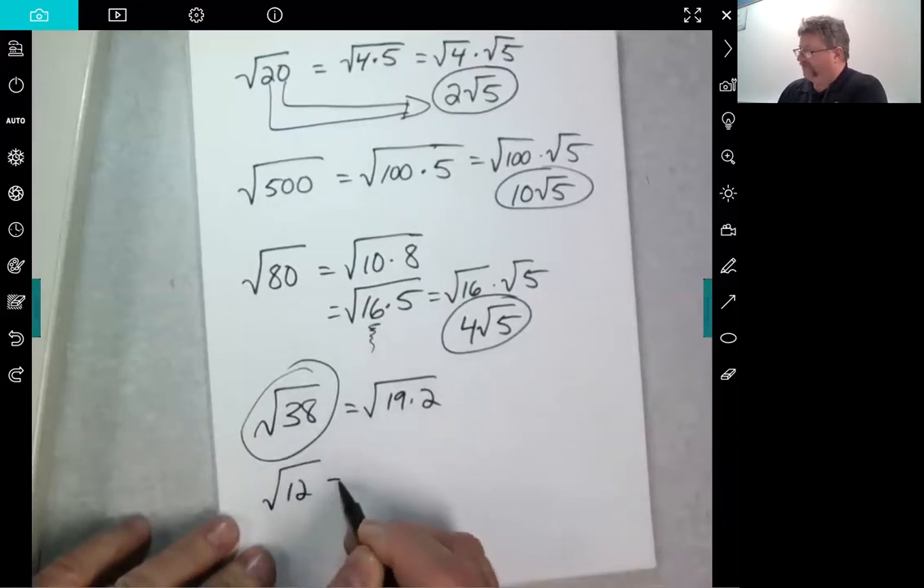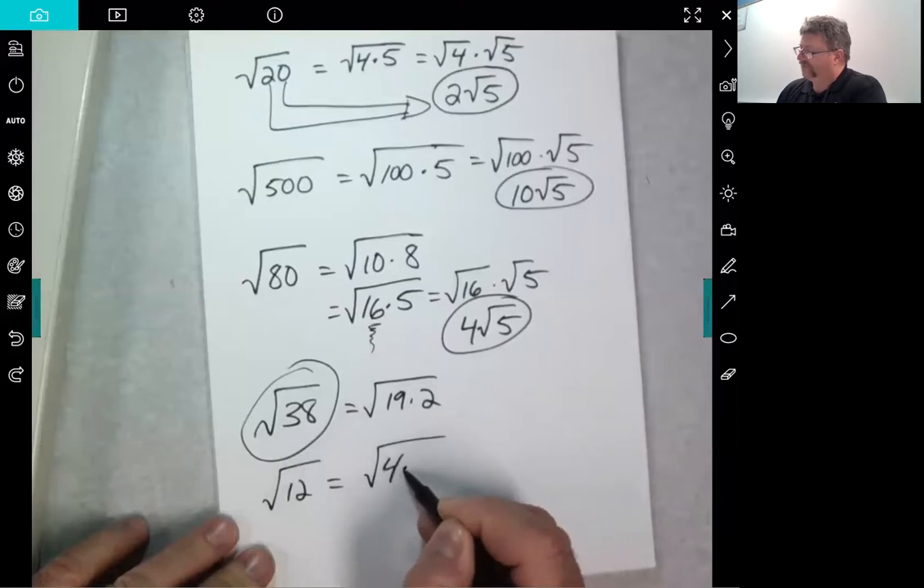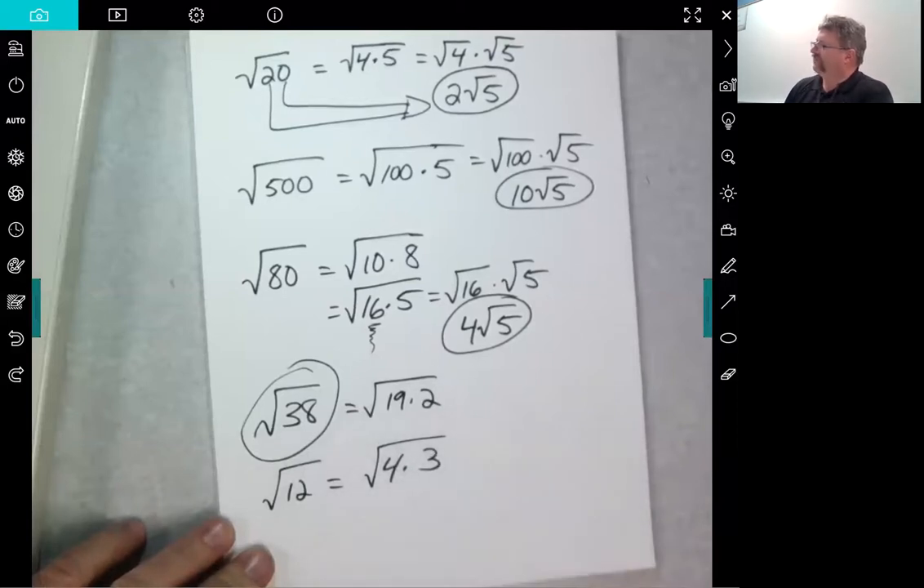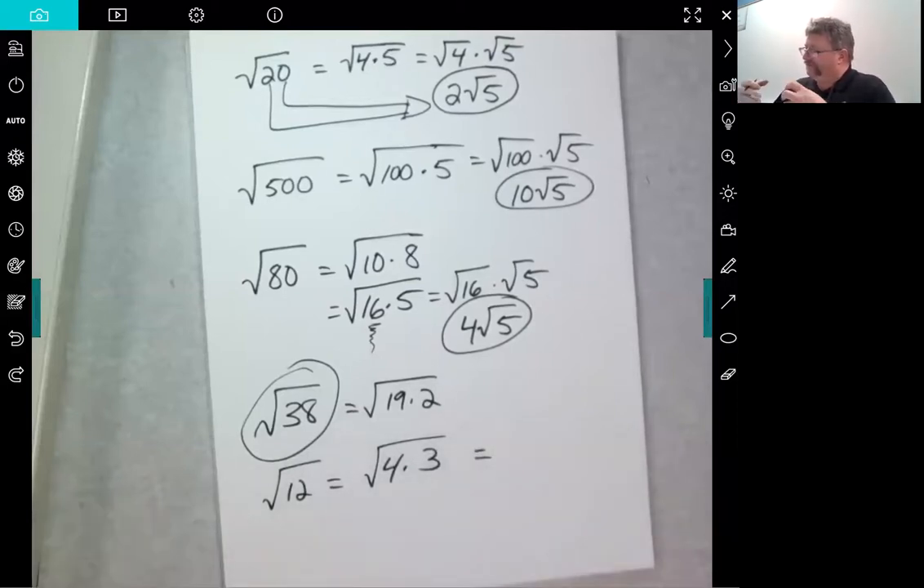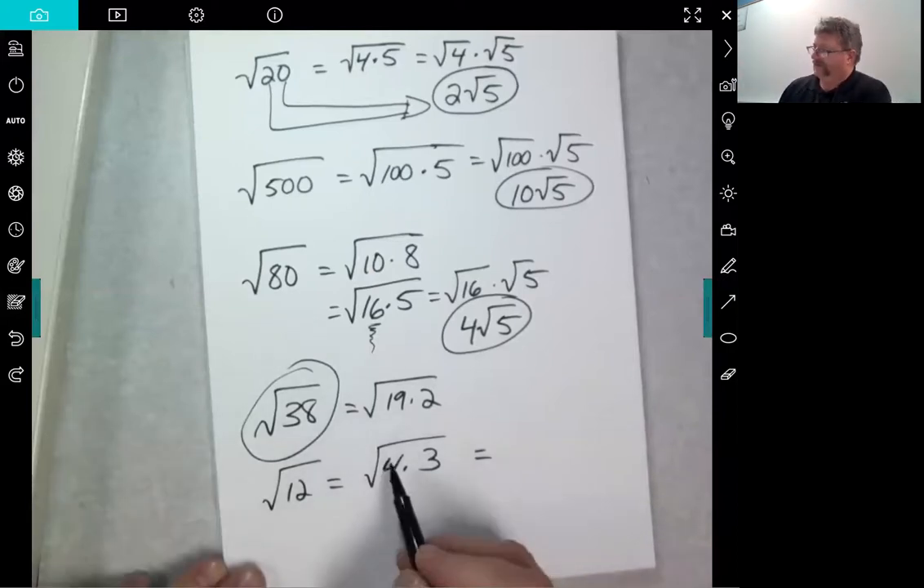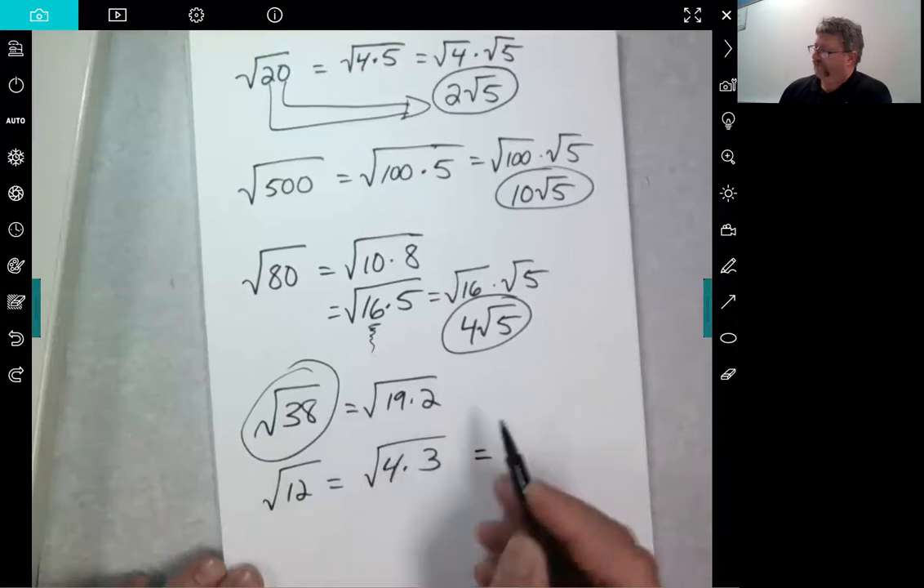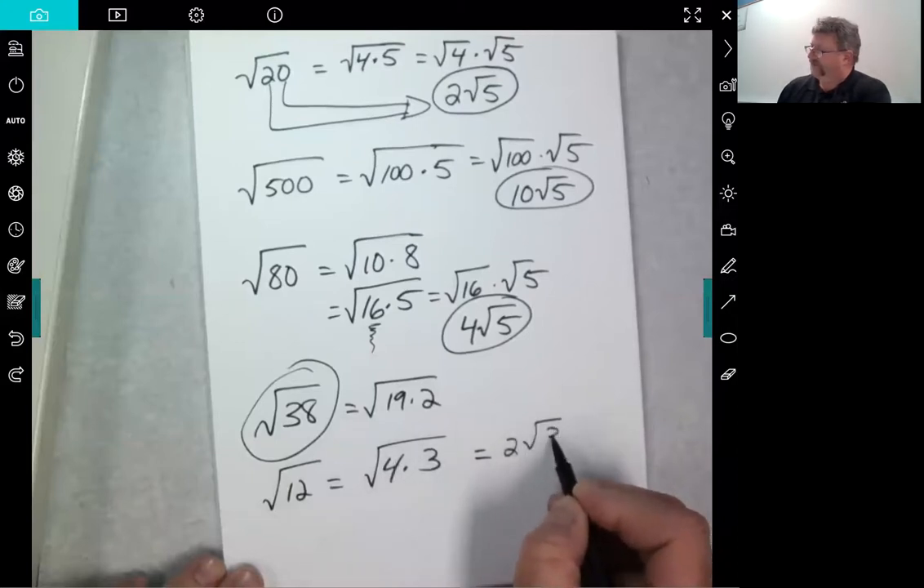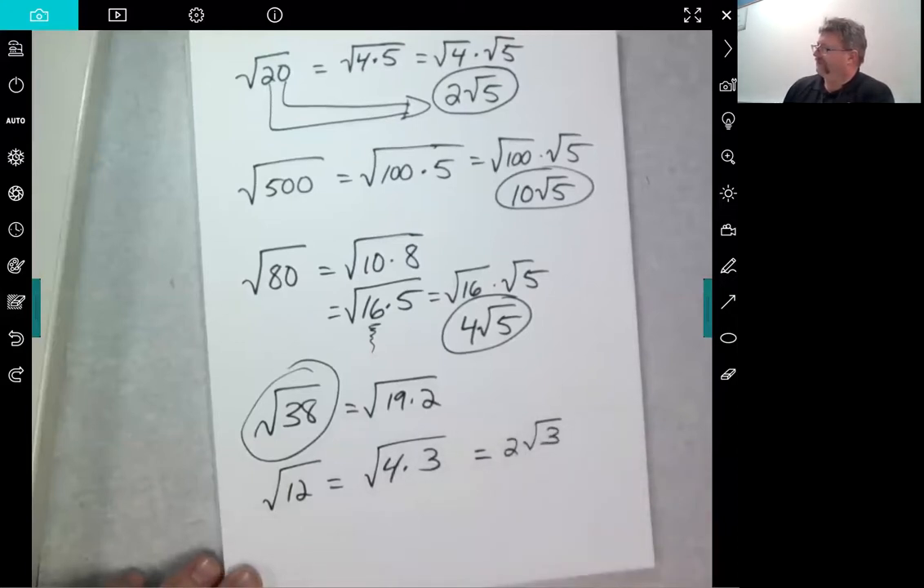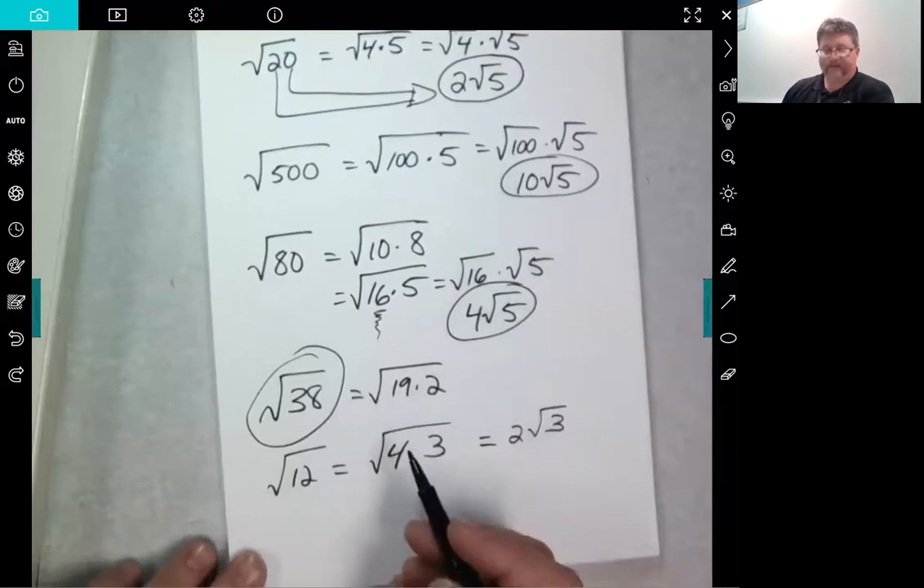Radical 12. Spot those perfect square roots. 4 times 3 is 12. To me, right in this step, I jump. I don't write the next step. I see right here, hey, square root of 4 is 2. 2 comes out. Radical 3 stays in. Yeah, kind of eliminate that one step.